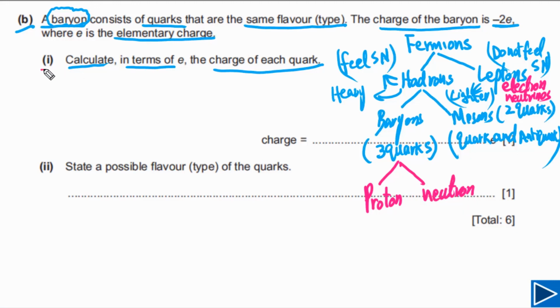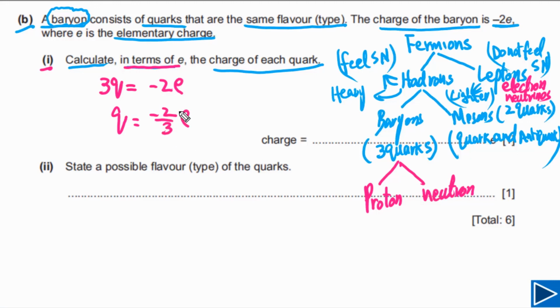Let's try to answer part 1. For part 1, we need to calculate in terms of e the charge of each quark. But now we understand each baryon consists of 3 quarks. So simply we can say in this case Q is the charge on a single quark. So the total charge 3Q has to be equal to negative 2e. From here we can find Q, and this will be equal to negative 2/3 e.